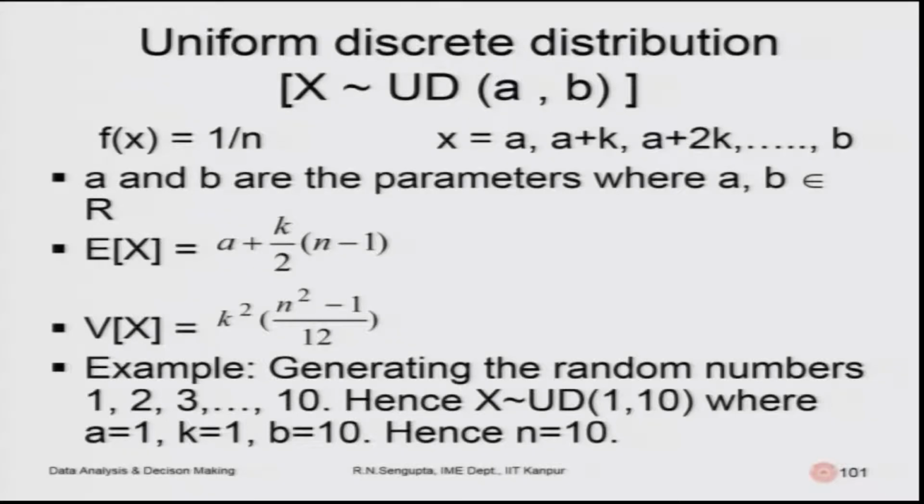So, what can be the example? Example can be generating the random numbers 1, 2, 3, 4 till 10. Here the probability mass function will be given by x being uniformly distributed between 1 and 10. So, a is 1, b is 10, where the values of k, provided they are only discrete numbers like 1, 2, 3, 4, in that case a is 1, then a plus k is 2. So, hence k would be 1, and you can find out the different numbers of n which you have, based on which you can formulate the PMF, which is the probability mass function. You can find out the expected value, you can find out the variance also.